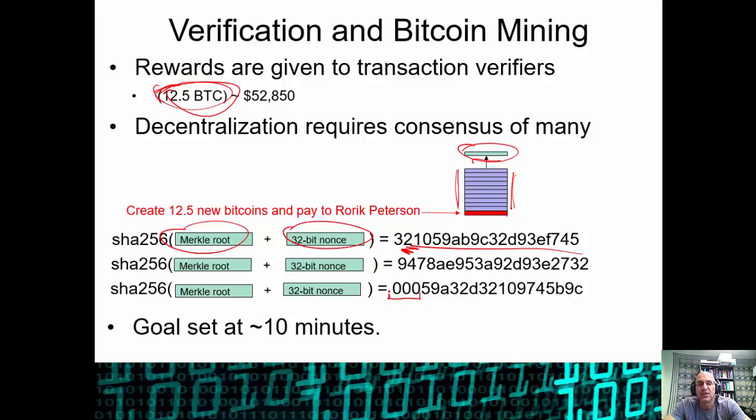And that is set such that a group of transactions, on average, gets found about every 10 minutes. And what happens is we just keep making the problem harder and harder as computers get faster and faster. So this is just sort of in the specifications of the way Bitcoin operates.